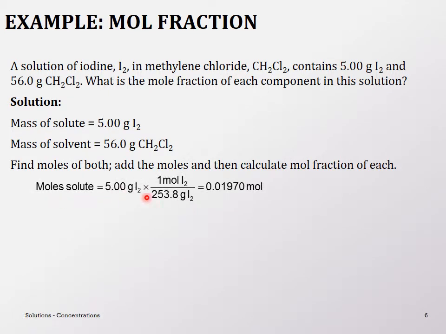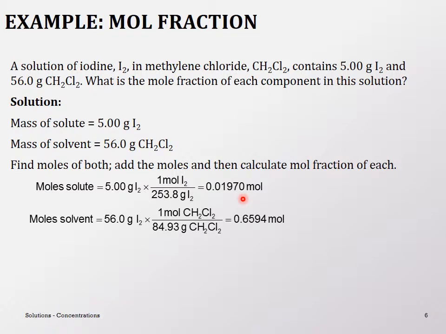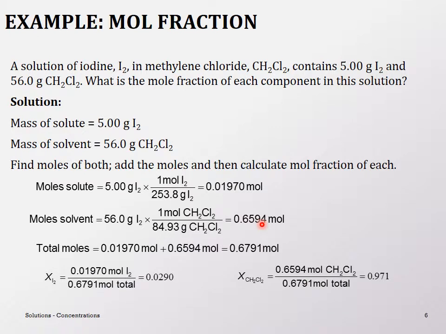Here we are calculating the moles of iodine, very simple, and then calculating the moles of the solvent, which is 56 grams of dichloromethane. Use the periodic table to find out the moles. Then to calculate the mole fraction of iodine, this is the moles of iodine. You add these two moles together to get the total moles, and then you calculate the mole fraction of iodine, and also the mole fraction of dichloromethane, because that is what we're supposed to calculate here. Very simple, straightforward, and that's it for this calculation.